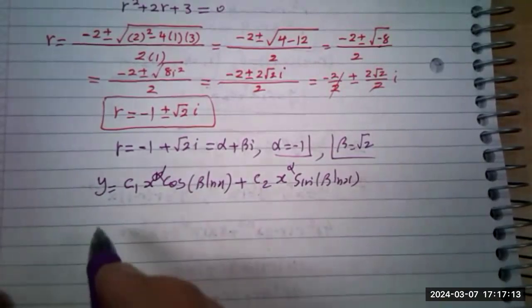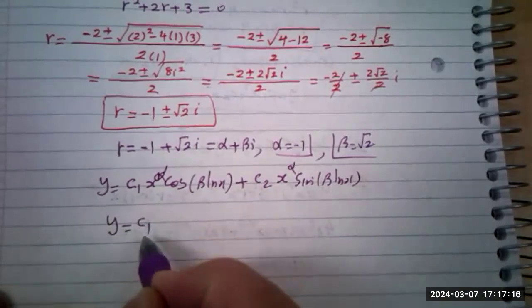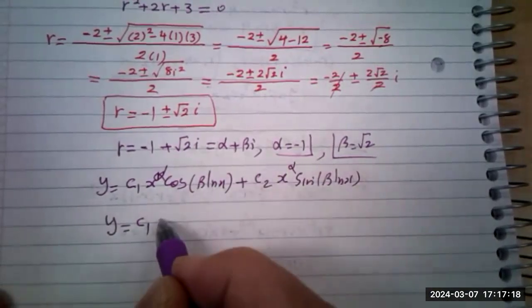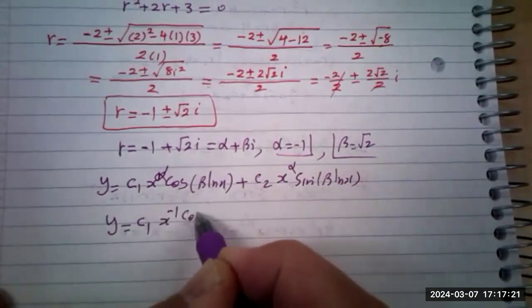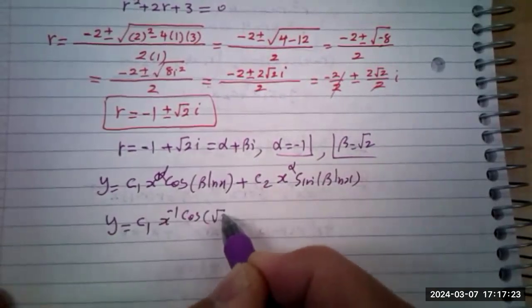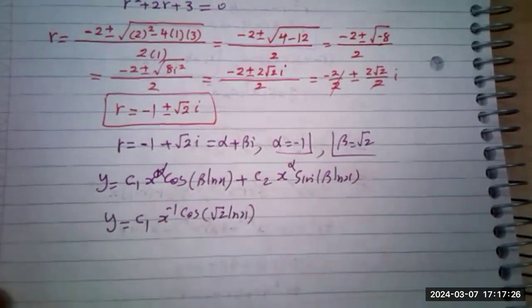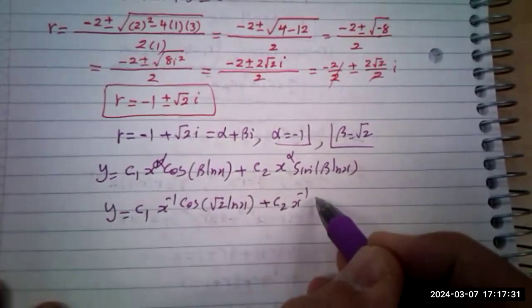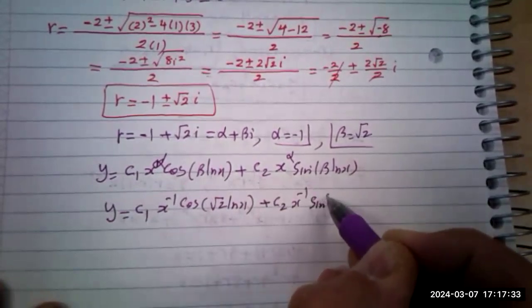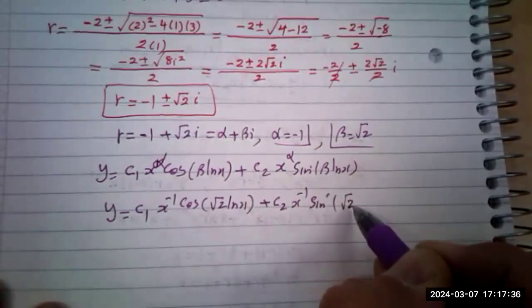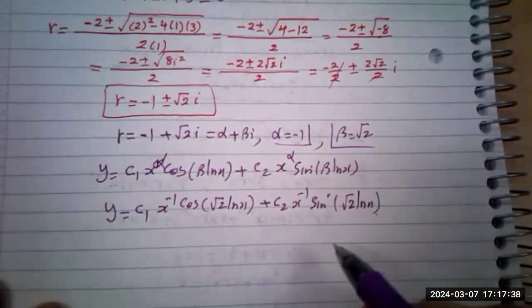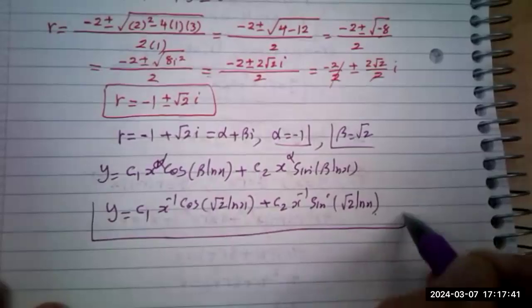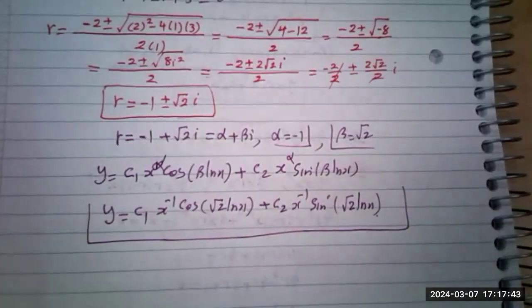Now you substitute. So y is equal to C1 x to the negative 1, since alpha is negative 1, cosine of radical 2 ln x, since beta is radical 2. That's the first part. Plus C2 x to the negative 1 sine of radical 2 ln of x. So this would be the final answer. So in the case of complex roots, you have a little bit more to do. Just make sure you are ready for it.